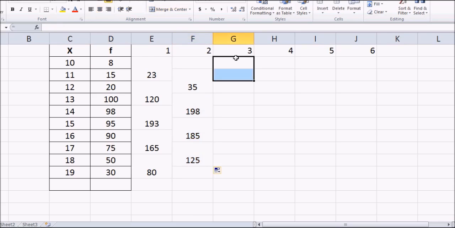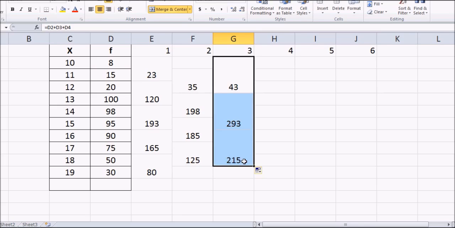Now onwards we will take 3 at a time. So the sum of 3 at a time will be 8 plus 15 plus 20, and then drag it down to the columns below it. Well, we are left again with 1.